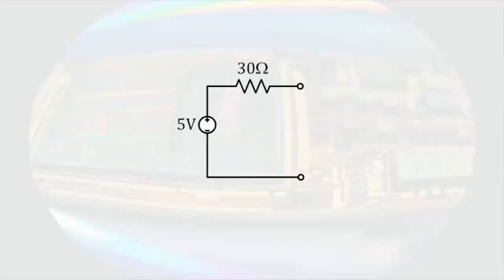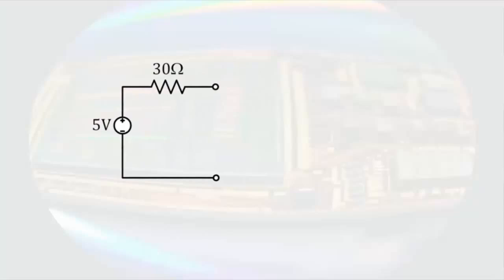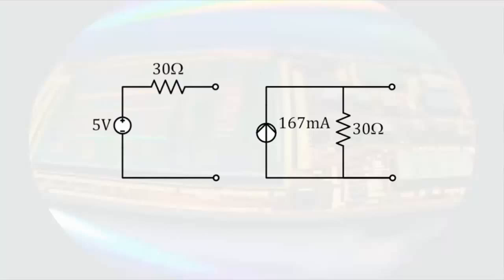Using these values, we get the following equivalent circuit, which is the same exact result we got by doing source transformations. We use the short circuit current and the resistance, and we get the source transform of the voltage source.